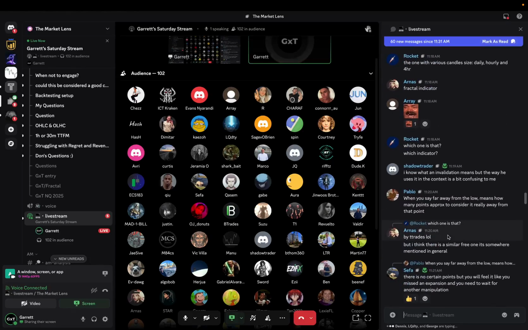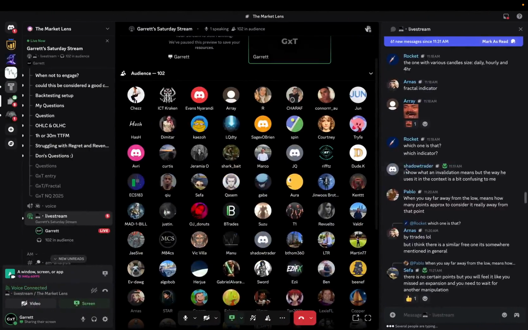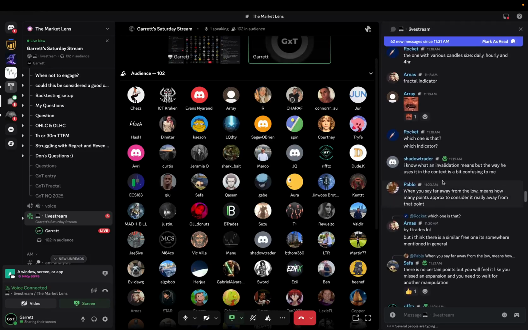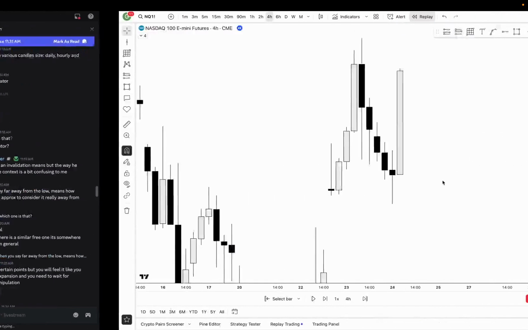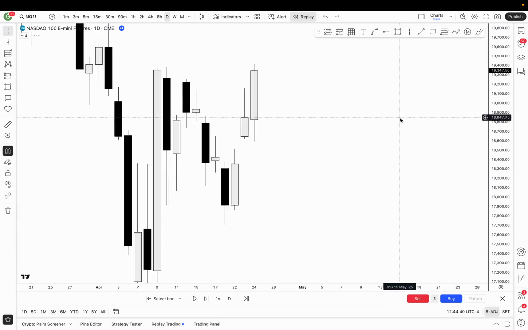I know what invalidation means, but the way he uses it in context is a bit confusing to me. Yeah, it's just setting new invalidations. That's why it's a lot of moving parts, but yeah, it's all the same thing. It's just fractal. You say far away from the low. I mean, how many points approximately to consider it? Oh, there's no way to gauge relevant swing highs and lows mechanically. You're just going to get a feel for it.